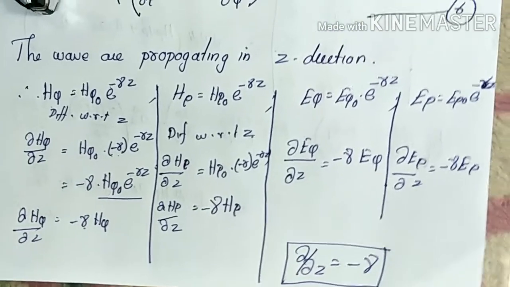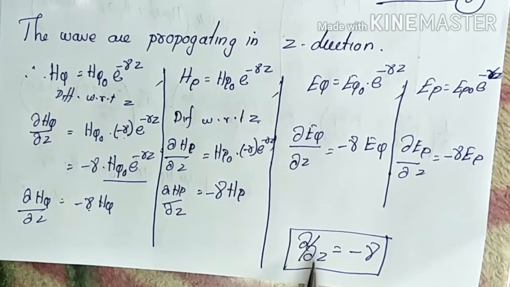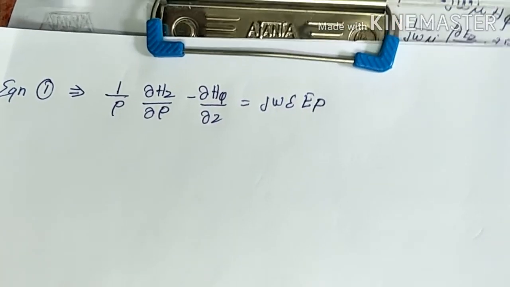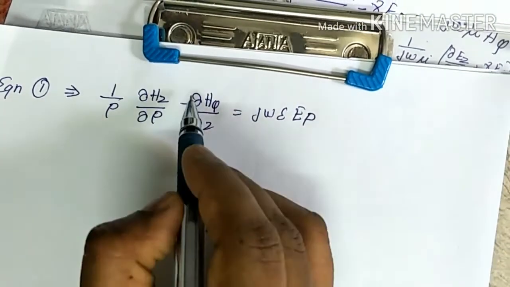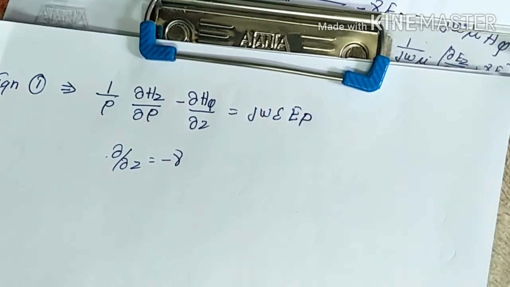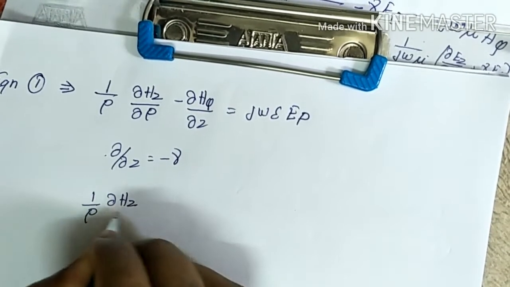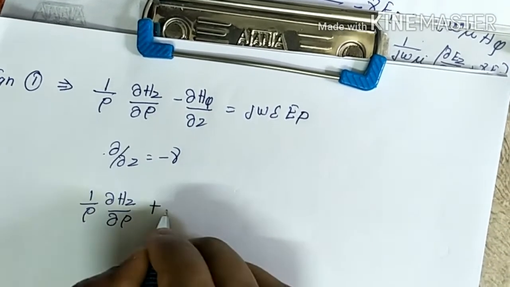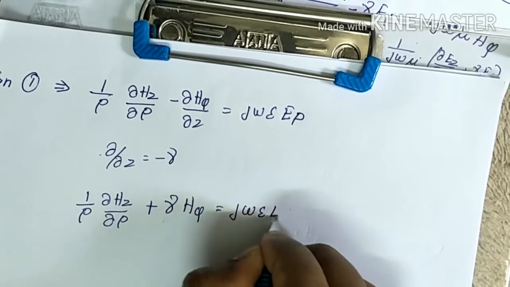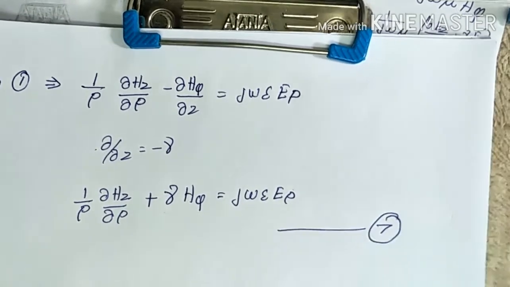Now in the above equations 1, 2, 3, 4, 5, 6, wherever you have the term dou by dou z, replace it by minus gamma. So in equation 1, here we have dou by dou z is equal to minus gamma. Substitute minus gamma here. So you will get 1 by rho dou hz by dou rho plus gamma h phi is equal to j omega epsilon into e rho. Take this as equation 7.